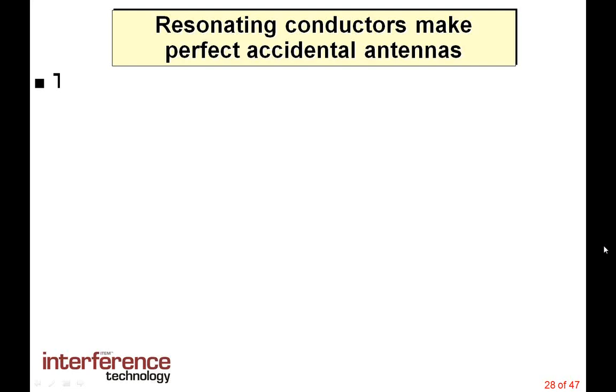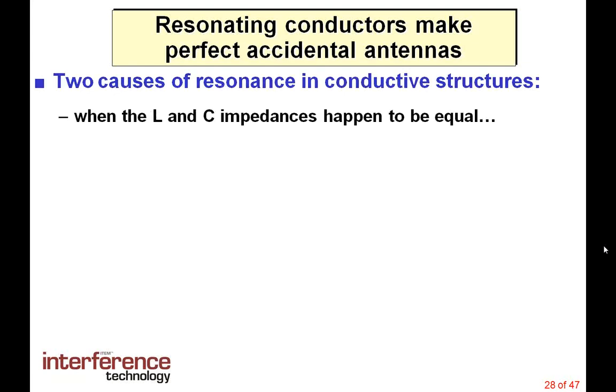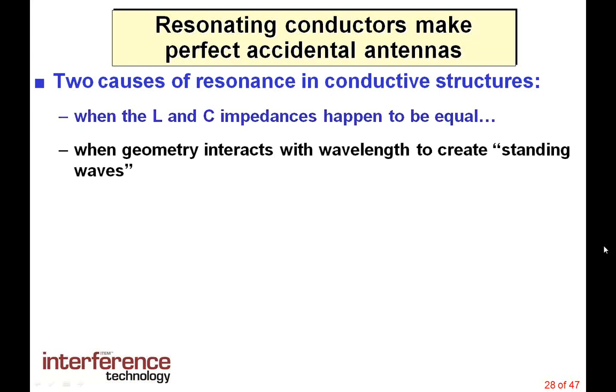We need to talk about resonances. When a conductor resonates, it makes a perfect accidental antenna at a particular frequency. There's two causes of resonance in conductive structures. When the inductive and capacitive impedances happen to be equal, so the energy sloshes backwards and forwards from inductive to capacitive at a certain frequency, or when the geometry of the conductor interacts with the wavelength of the signals to create standing waves.